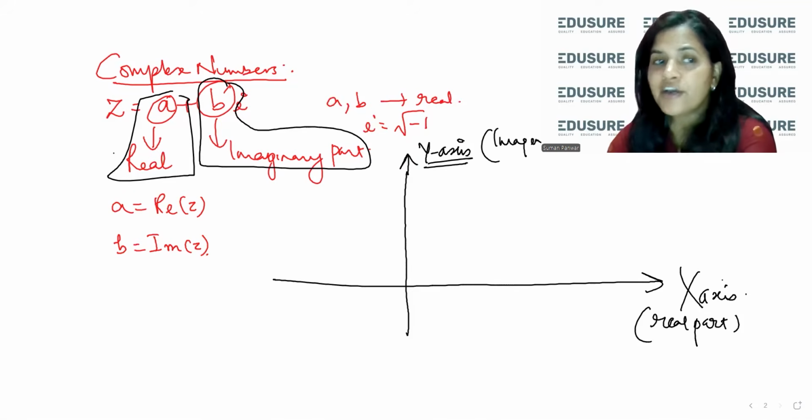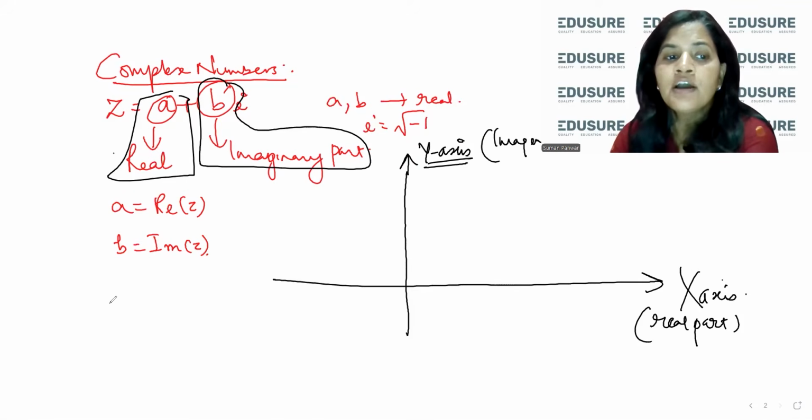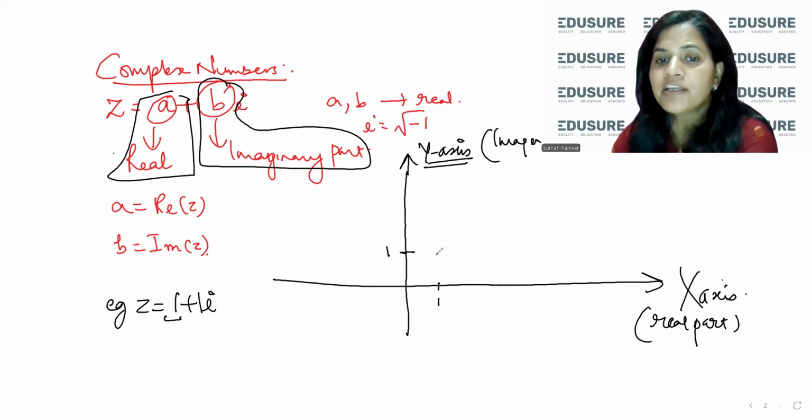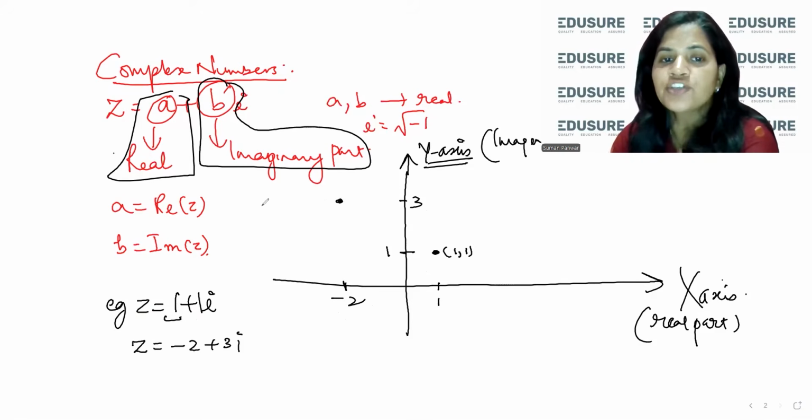The x-axis will denote the real part of z, and the y-axis will denote the imaginary part of z. For example, if my complex number is 1 plus i, that means my real part is 1 and my imaginary part is 1. This is the location of my complex number, which is nothing but (1, 1). If you look at z equal to minus 2 plus 3i, this is going to be minus 2 and this is going to be 3. So this is the location of (minus 2, 3).